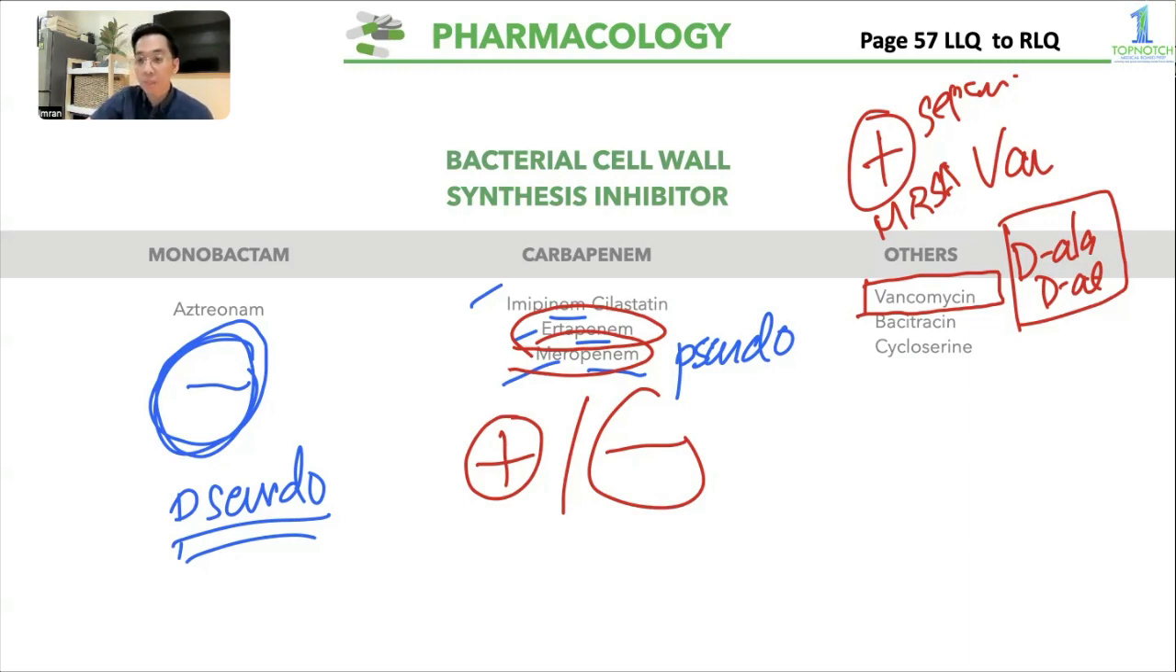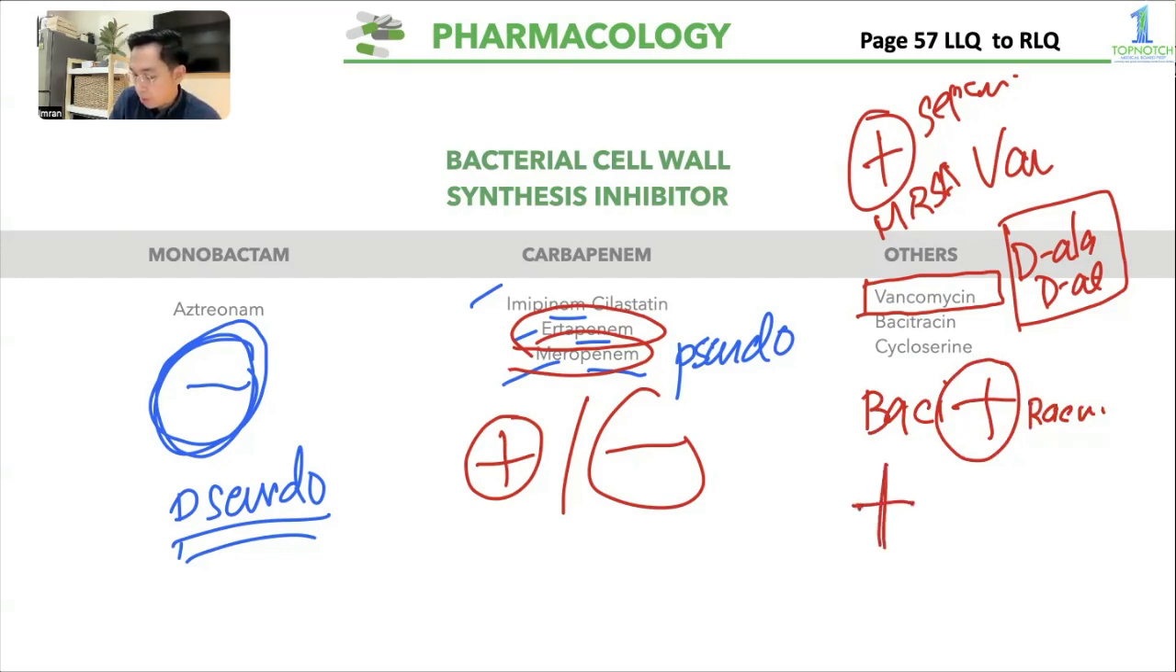Okay? Next is your bacitracin. Your bacitracin, mas ginagamit lang to, lakihan ko siya, bacitracin. Kaya ako nilakihan yung T, kasi it's used for gram-positive bacteria, and it's also used topically. And it is also toxic, kaya siya less used. It can cause nephrotoxicity as well.